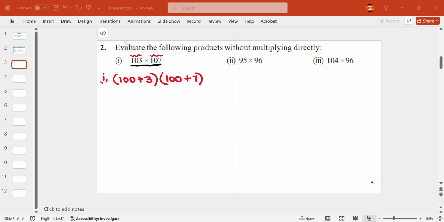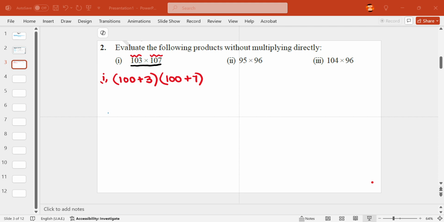Since we have taken this fourth identity, because the first term is same and the other two terms are different, what is in place of x? 100. And what is in place of a? It is 3. What is in place of b? It is 7. And you have same signs on both sides, so you can directly apply this.